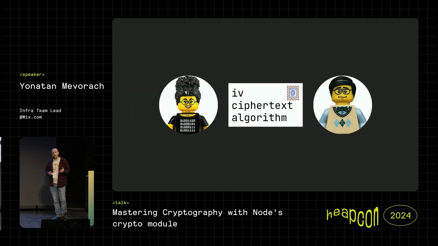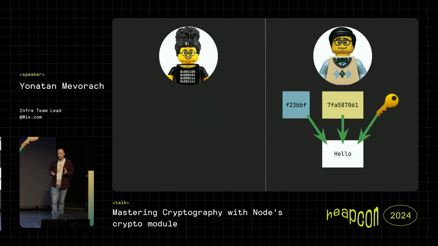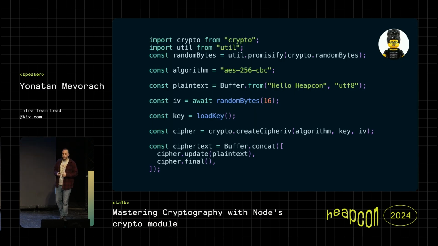So now Alice sends Bob the IV, the ciphertext, and the algorithm, or they can just decide that they always use the same algorithm, so it doesn't have to be part of the message. And then Bob is able to insert the output from Alice, and he will get the original message. So let's see how this is done in code.